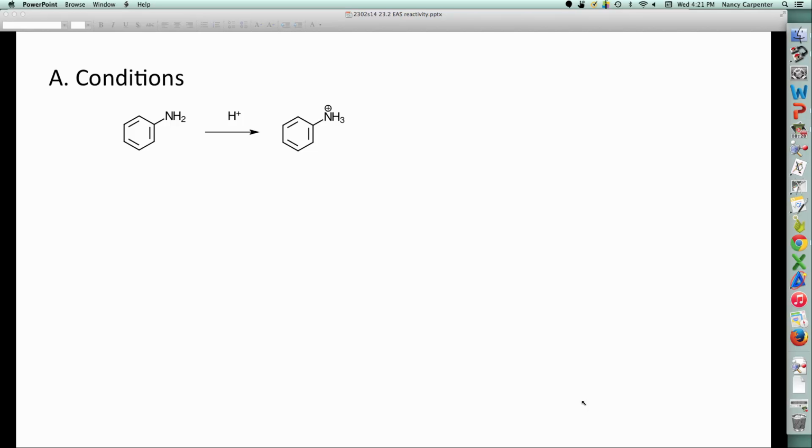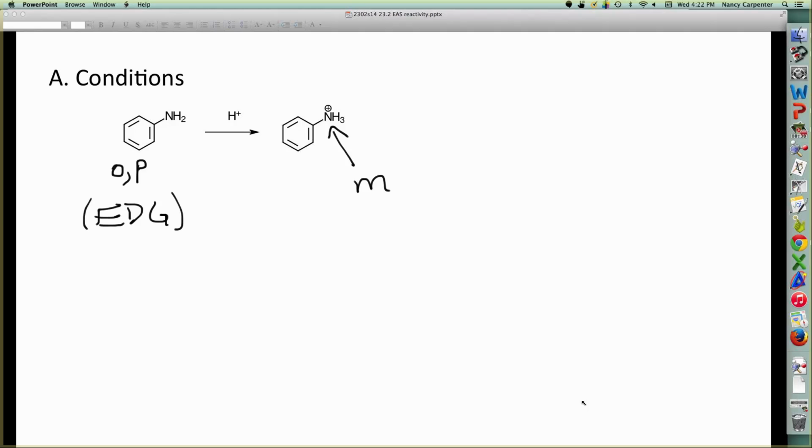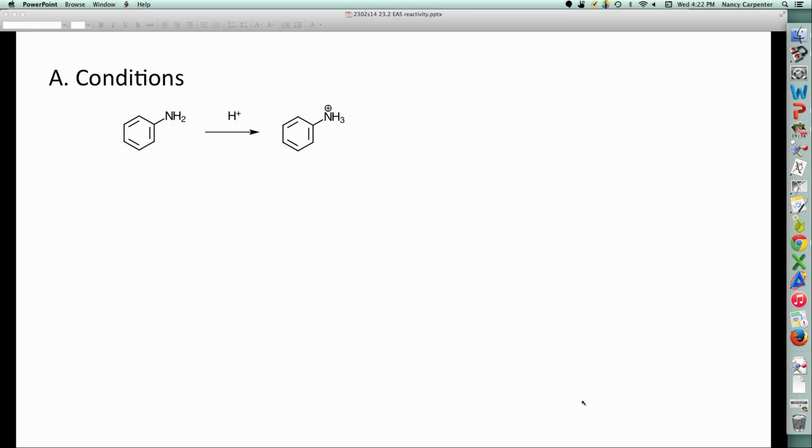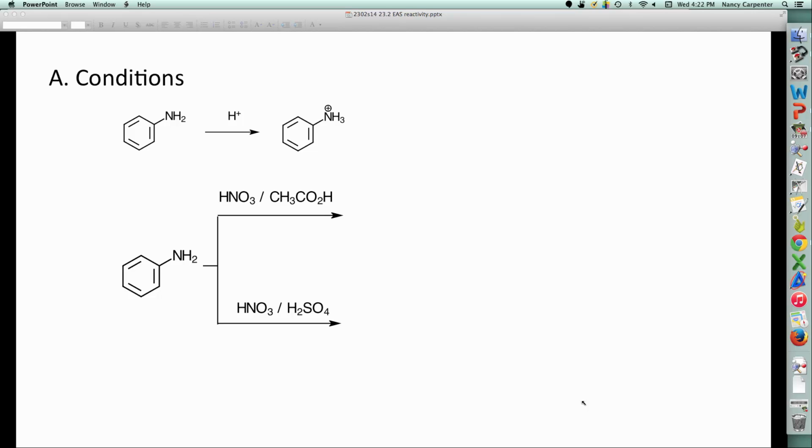Alright, so conditions-wise, here's the problem. Say I have an amine. Say I have aniline. If I do this under harshly acidic conditions, I am definitely going to go from an ortho-para-director, because that's an electron donating group, to a meta-director, because that is very much an electron withdrawing group because of the positive charge on nitrogen. So, gotta think these things through.